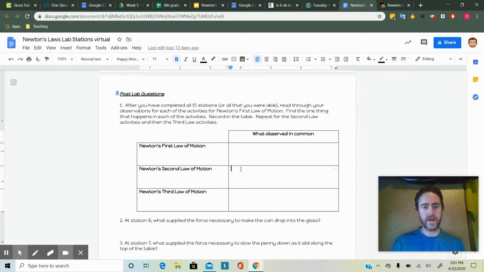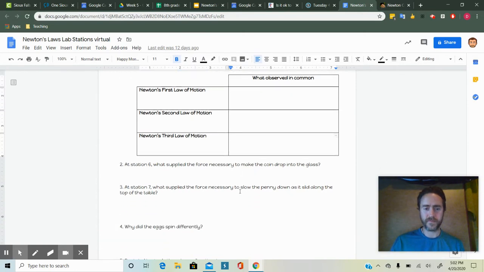Newton's second law of motion, that was all about how force and mass and acceleration are all related. So if you've got something that's a bigger mass, so one of those cars that were bigger, then you need more of a force to make it move than a smaller car. Newton's third law of motion, every force is met with an equal and opposite force.